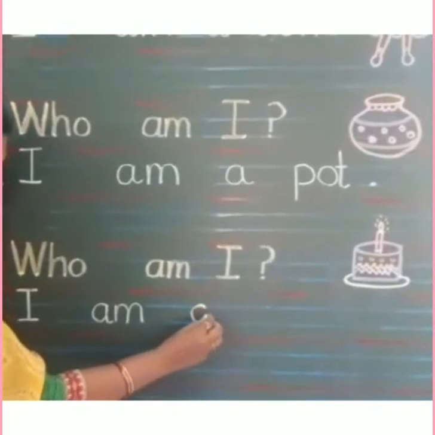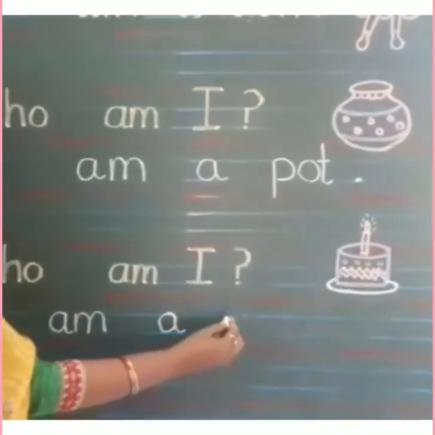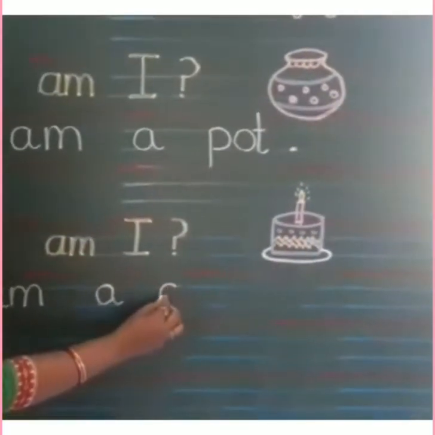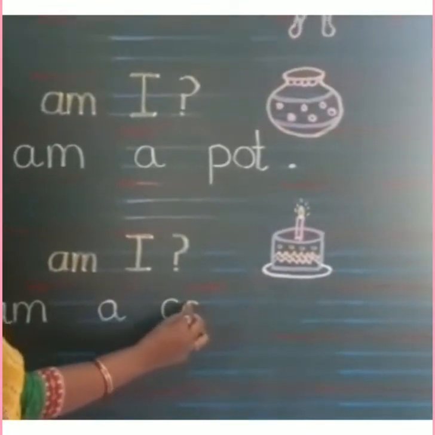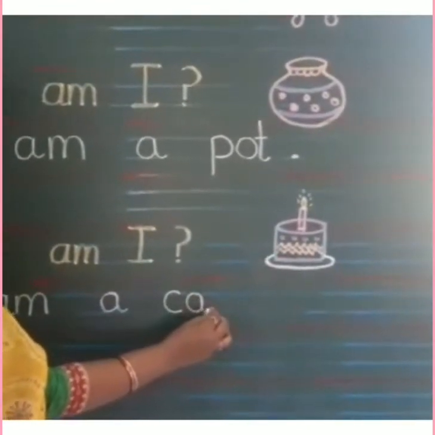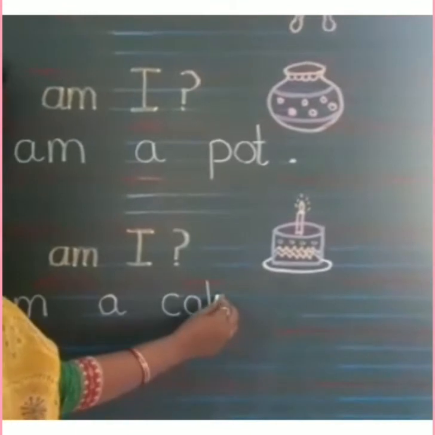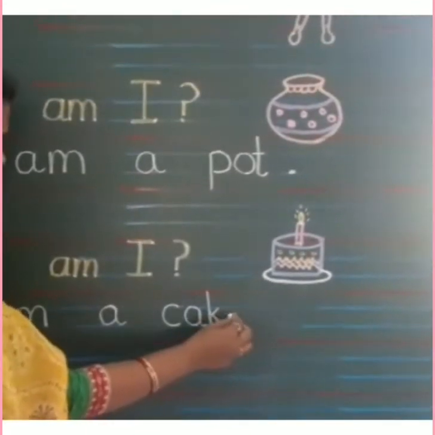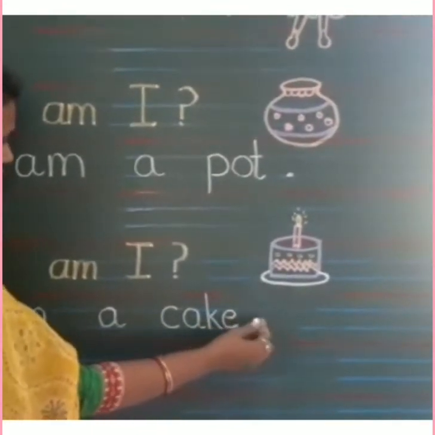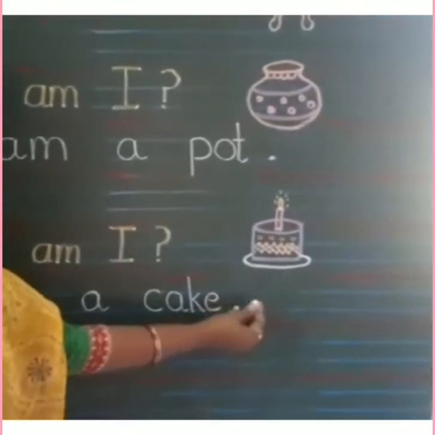A cake. Spelling of cake is C, A, K, E. Cake. And we have to put a full stop.